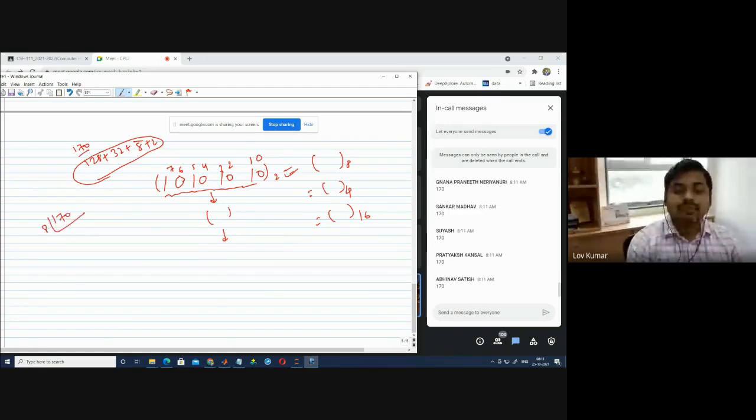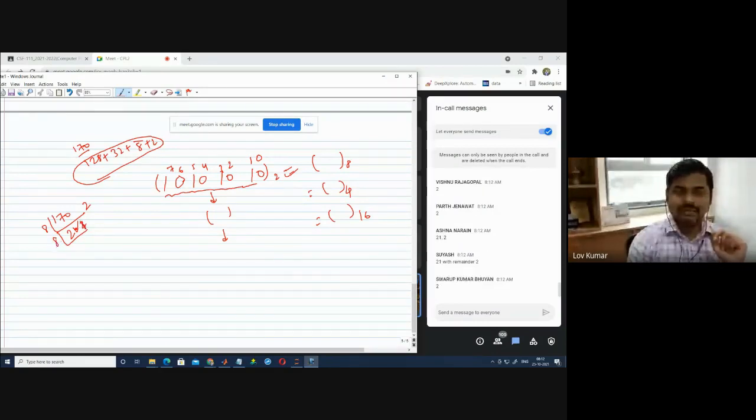Now if we are going to convert 170 to base 8, what is the procedure? We write 8, and then what are the quotient and the remainder? Some students are saying 21, some are saying 22. The quotient is 21, and the remainder is 2.